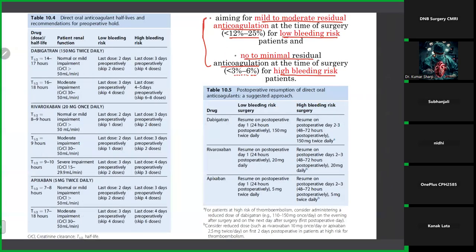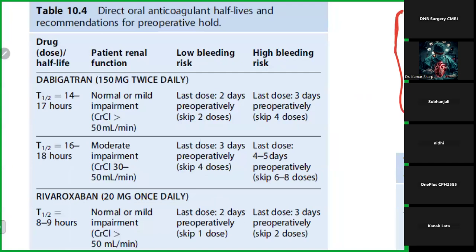So in cases of direct oral anticoagulant therapy, we need to look at two very important factors. One, what is the patient's renal function? Because the creatinine clearance of this particular patient is going to have an effect on the half-life of these drugs. So first we have dabigatran, which is usually given at a 150 mg BD dose, twice daily. Normal or mild impairment, the half-life is between 14 to 17 hours.